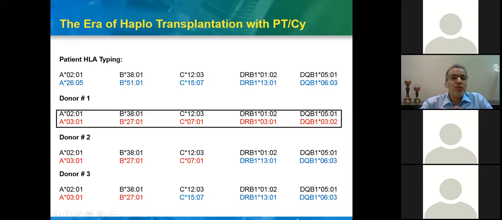Now the question: which one would we choose? With our previous perspective, we would look for more matching, because more matching means better survival and fewer challenges. But in fact, with haplo transplantation with post-transplant cyclophosphamide, it is not the case, as I will show you shortly.